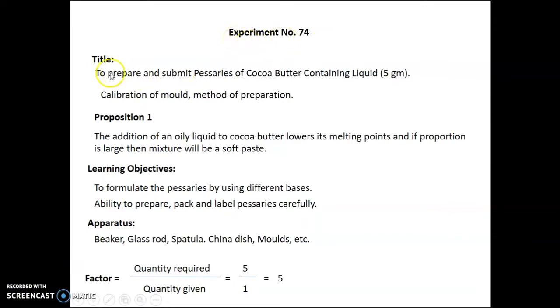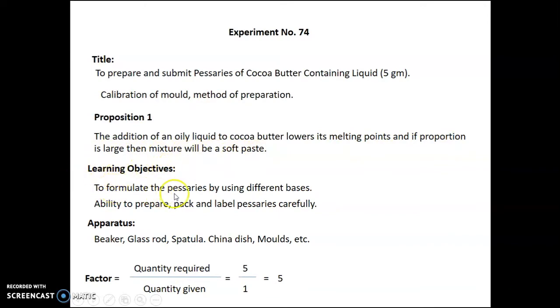Experiment number 74. The title of this experiment is to prepare and submit pessaries of cocoa butter containing liquid, 5 gram. In this we are going to study the calibration of mold and method of preparation. Proposition 1 is that the addition of an oily liquid to cocoa butter lowers its melting point, and if the proportion is large, then the mixture will be a soft paste.